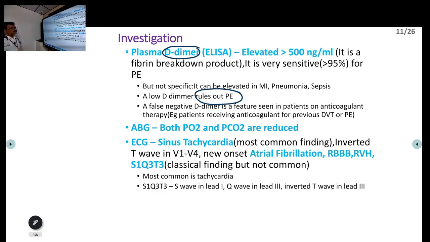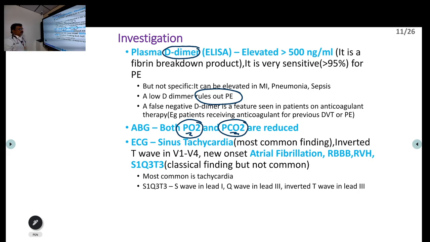ABG: since the patient is having tachypnea, the patient can have reduction in the CO2. Even when the patient is having tachypnea, there is less oxygenation, so oxygen is also reduced. So it's a type 1 respiratory failure along with respiratory alkalosis, because PCO2 washout occurs. PO2 is reduced, PCO2 washout occurs. Afterwards, slowly PCO2 buildup occurs.